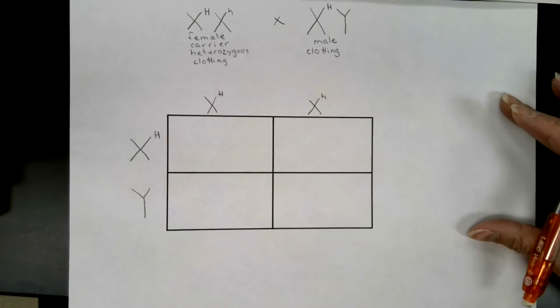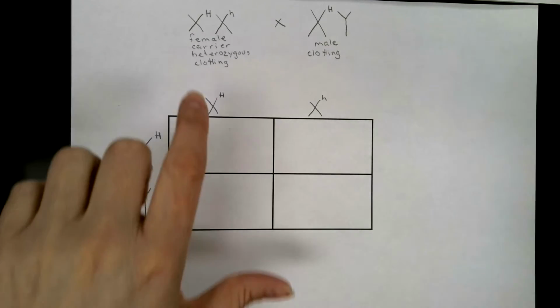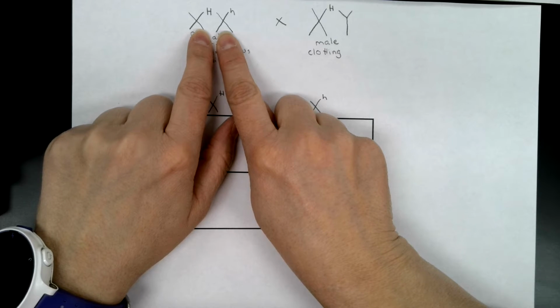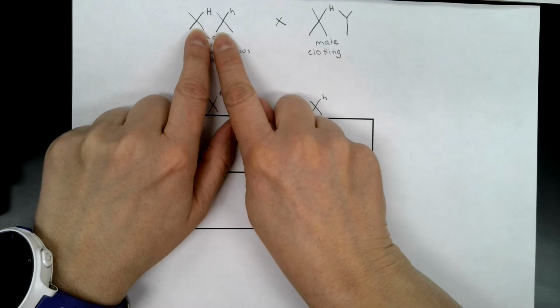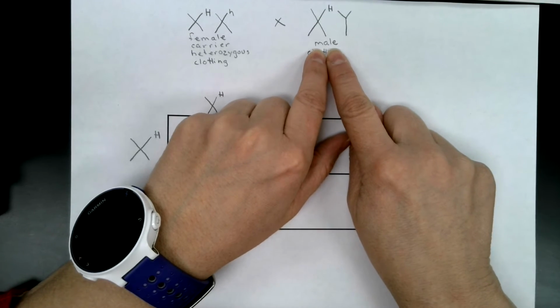Today we're going to be looking at sex-linked traits. This is also called X-linked trait. They're both meaning the same thing, and so I'm going to walk you through this problem here. If you notice, on sex-linked traits we're dealing with the sex chromosome. So we have XX for female, and we have XY for male.